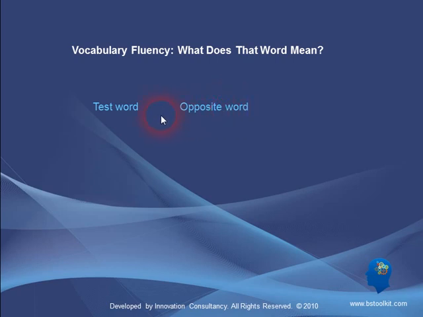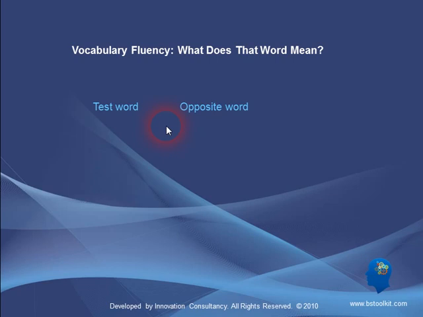Now if you know what a word is or what a word means, you should be able to supply its opposite very quickly, very easily. So here's an exercise for you to do. Take out your notebook, and on the blank page write down test word and then next to it opposite word. Now this exercise should only take 1 minute.